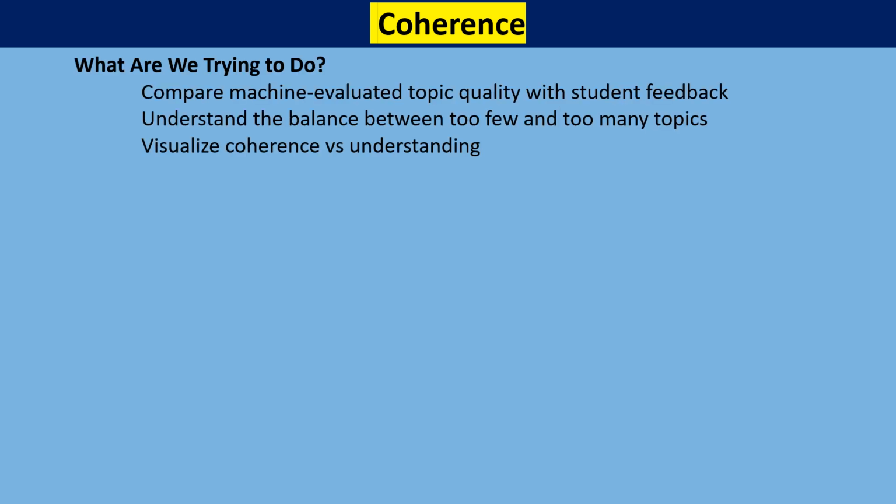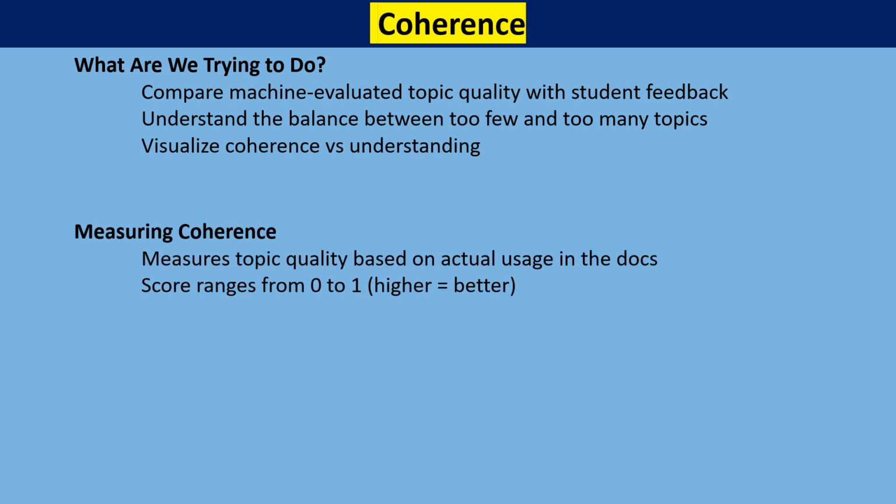What are we trying to do? Our goal is to check whether the topics we create from documents are good and understandable. We use a coherence score to tell us what the machine thinks is a good topic and compare it with what real students say they understand. So we can compare machine-evaluated topic quality with student feedback.